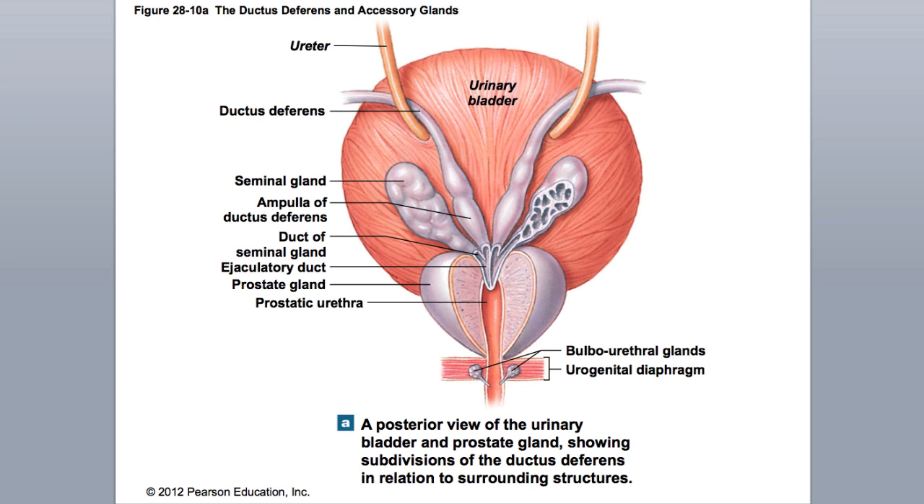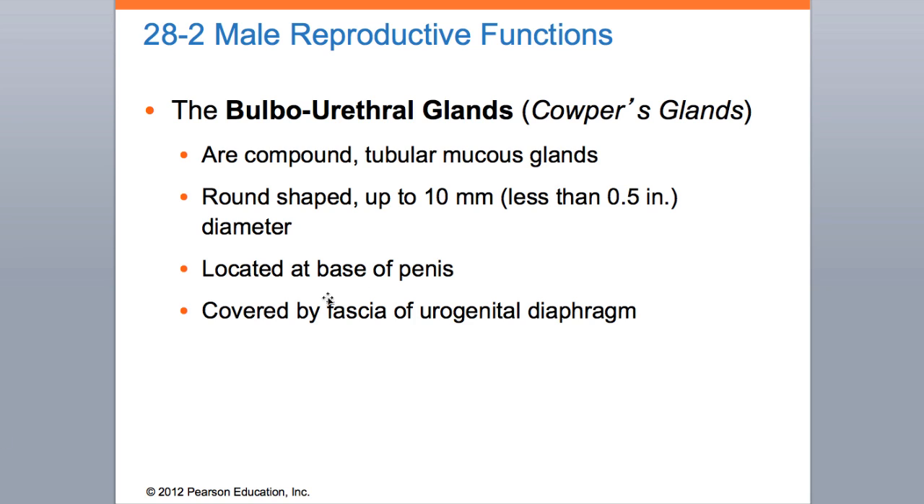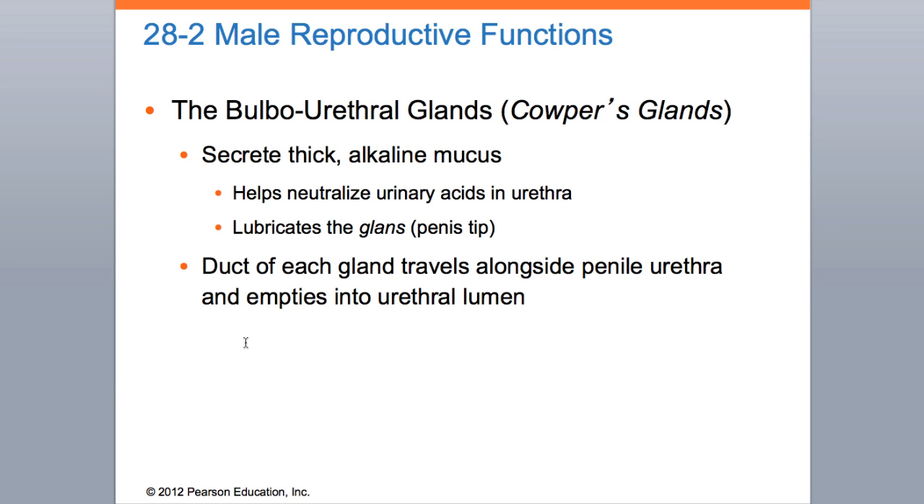Again, we see the same picture again. And now we have the Cowper's gland. We already know where the Cowper's gland is, so I'm going to move to the next slide and tell you what it does. The Cowper's gland, or the bulbourethral gland, secretes a thick alkaline mucus. This is a thick fluid.